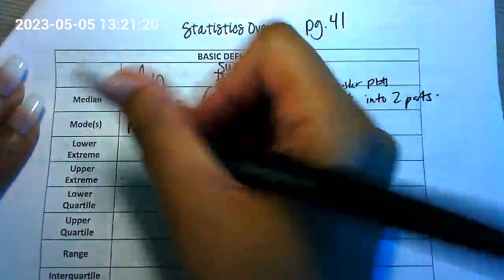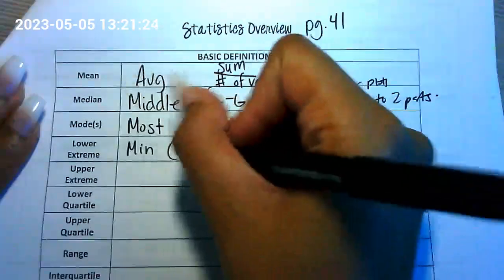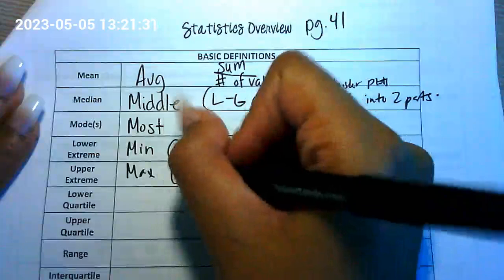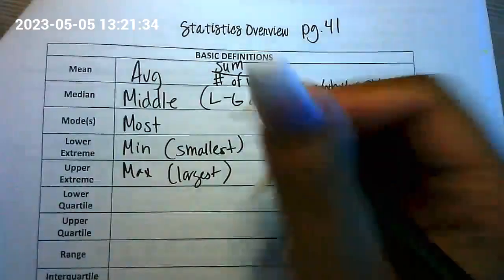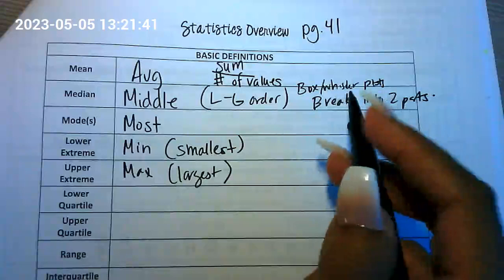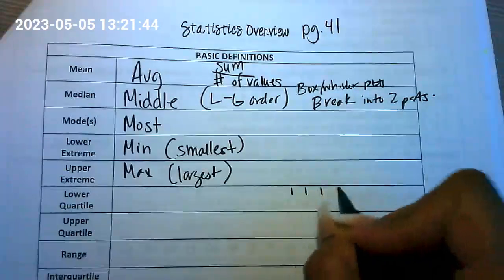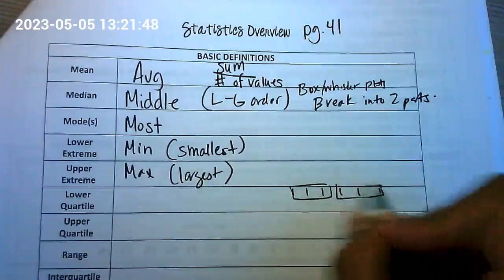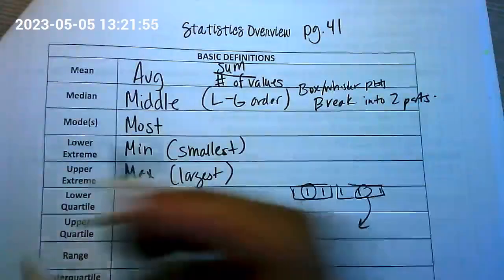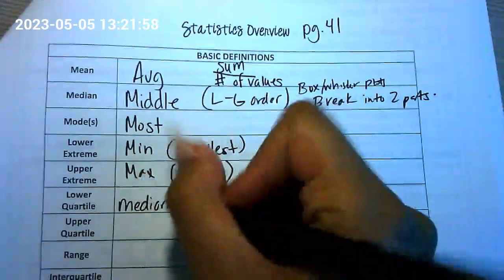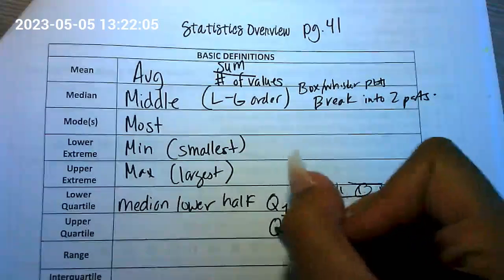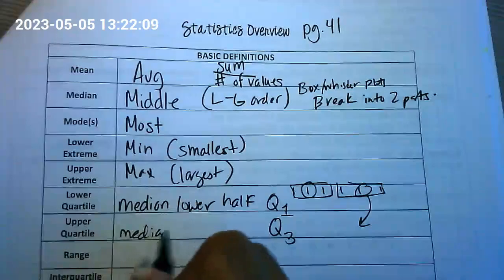Mode is most, lower extreme is minimum, the smallest number you have. So of course upper extreme is the largest number you have. Like I said before, lower quartile is the median of one of the halves, if that makes sense. So say these are all numbers. I'm breaking them in half into two sections, and the lower quartile is the median of that section. The upper is the median of that section. Okay? So median, lower half, Q1, this is Q3, median, upper.